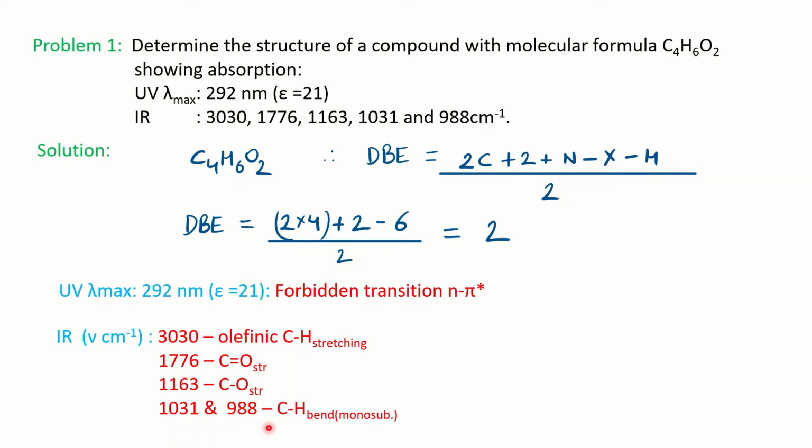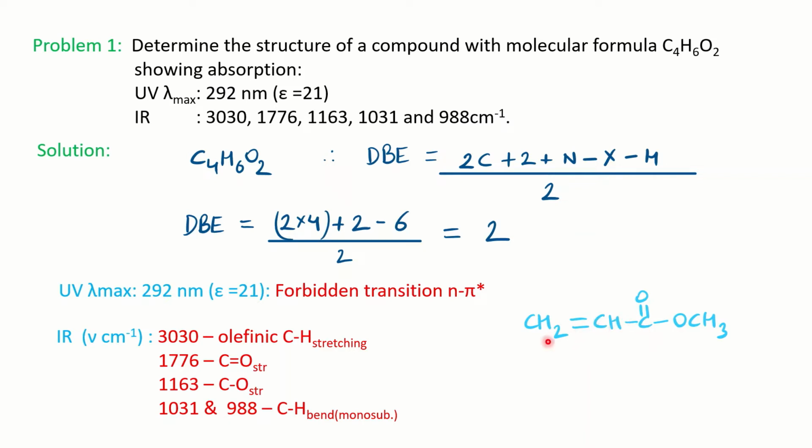1031 and 988 are the characteristic peaks which tell you about the monosubstituted CH bending. The alkene you have might be disubstituted, trisubstituted, cis, trans or mono, so the CH bending will tell you the type of the olefin. You can assume that your unknown molecule may be this structure, where you have a monosubstituted olefin having the ester group. But if you see this structure here, the carbonyl is in conjugation with the double bond.